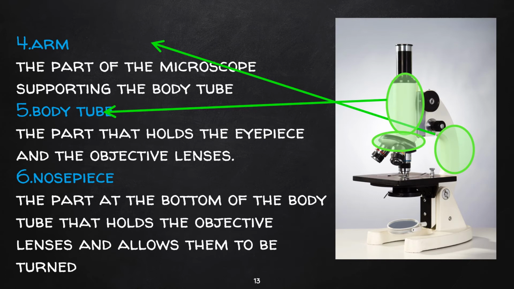Next one would be now the nose piece. Sa baba ng body tube, makikita yung nose piece at ito yung nag-hold ng objective. Yung paggamit ng nose piece is that you are going to slowly rotate the nose piece until such time that it clicks. Meaning, yung objective na gagamitin mo is nasa tamang position.